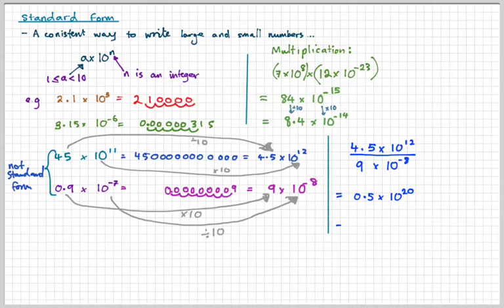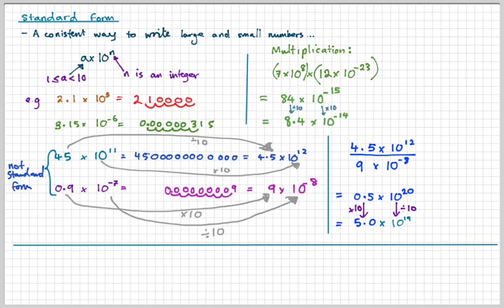Okay, 0.5 is not in standard form because it's not between 1 and 10, so we change it so it is. So this becomes 5, so we've timesed it by 10. So we're going to divide this by 10 to make sure the number is the same size. 10 to the 20 divided by 10, well, that's dividing by 10 to the power of 1. We subtract the indices. 20 take away 1 is times 10 to the power of 19.